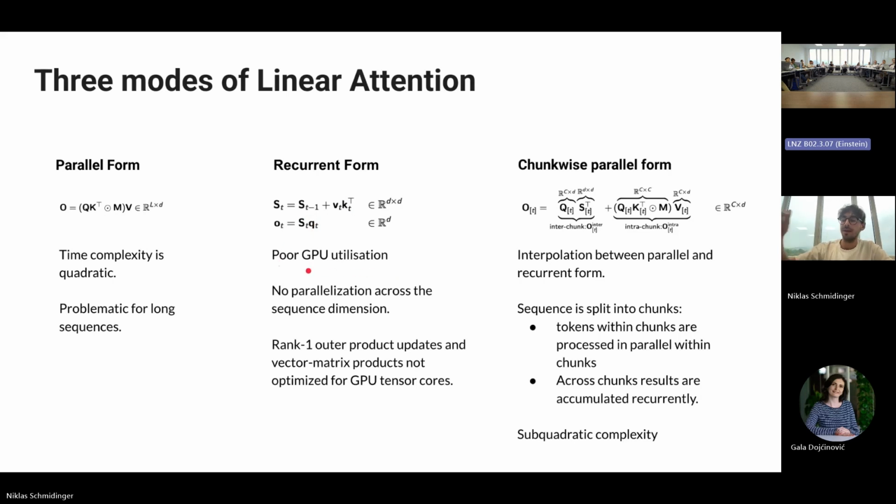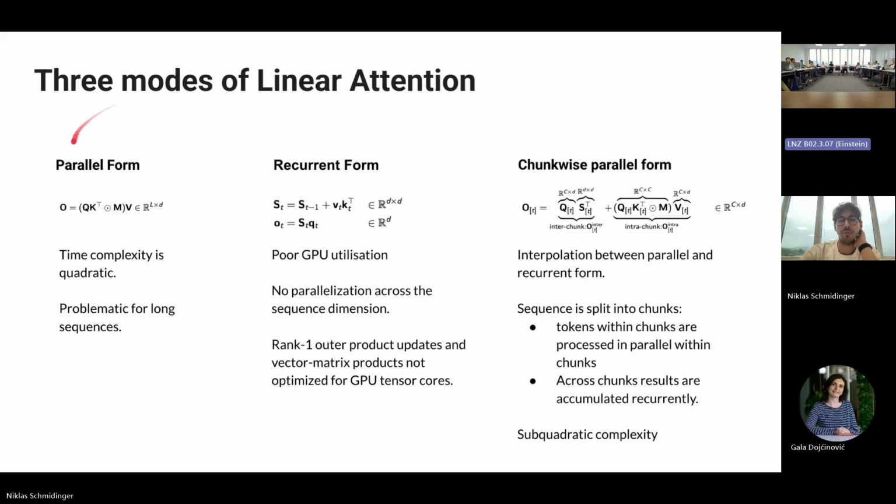And the recurrent form has now the same problems that RNNs had. So it has poor GPU utilization. It is not parallelizable across the sequence dimension. And these rank one outer product updates and the vector-matrix multiplication are not optimized for GPU tensor cores, which usually like matrix-matrix multiplication with something like 16 by 16 size.